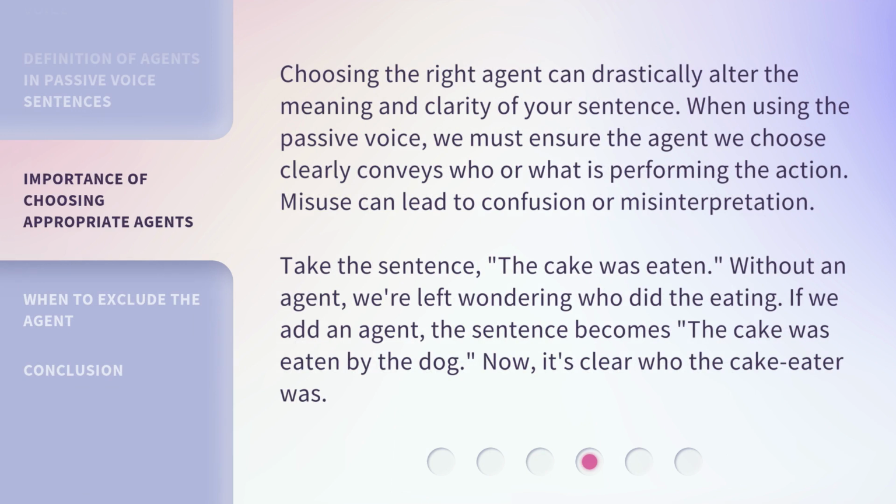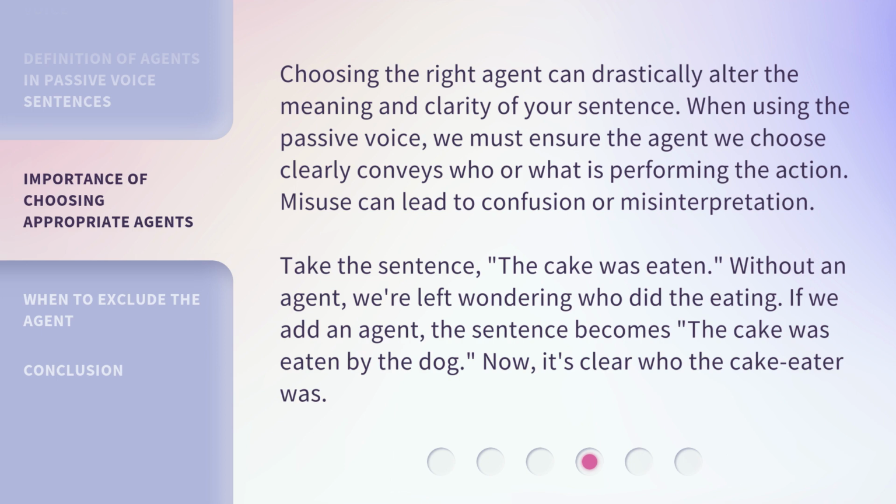Choosing the right agent can drastically alter the meaning and clarity of your sentence. When using the passive voice, we must ensure the agent we choose clearly conveys who or what is performing the action. Misuse can lead to confusion or misinterpretation.